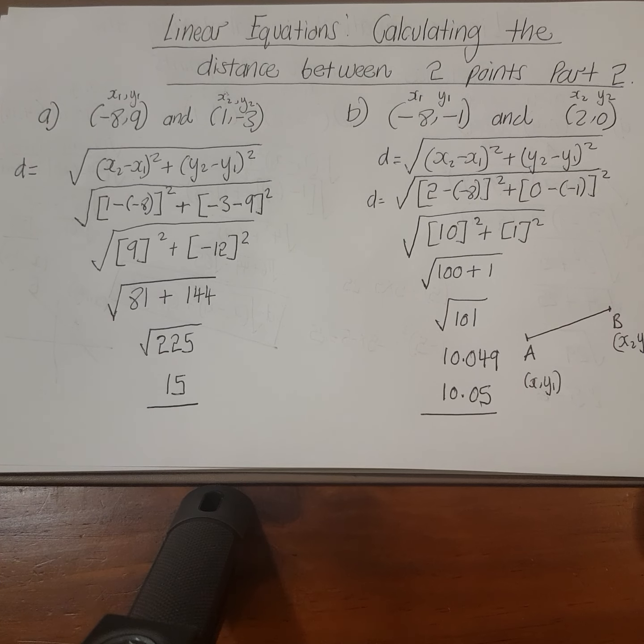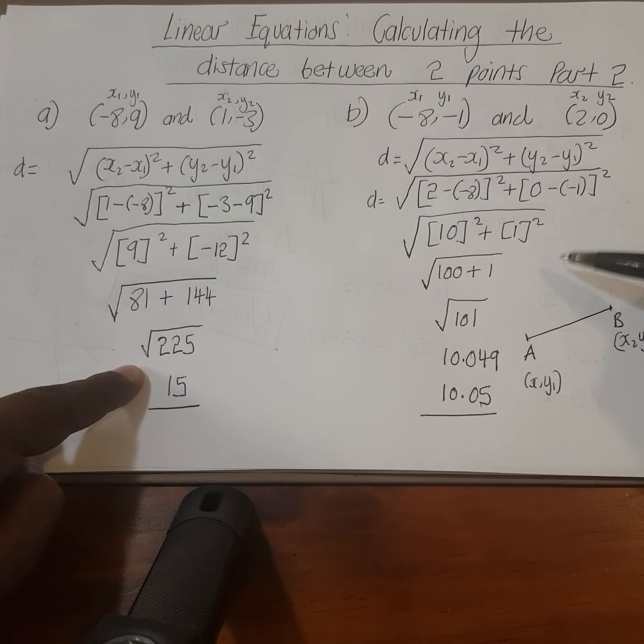The next one is having an understanding of finding the square root, which is the last step when you're solving these questions. Because if you reach 225 in this case and 101 in this case, assuming that that's the answer, you are wrong. You need to find the square root of this point. All right, so that's pretty much how we work out the distance between 2 points.